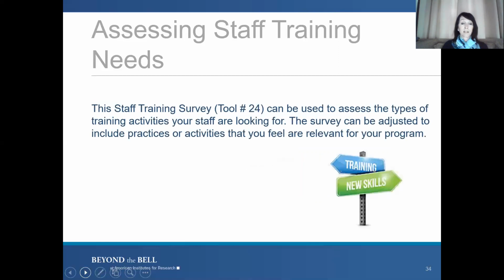The staff training survey tool that I referred to can be used to assess the types of training activities your staff are looking for. The survey can be adjusted to include practices or activities that you feel are relevant for your program. Just make sure to download it in the Word format. And once it's in the Word format, you can change the survey in any way that you see fit. You can add to it, adjust it so that it works for your program.